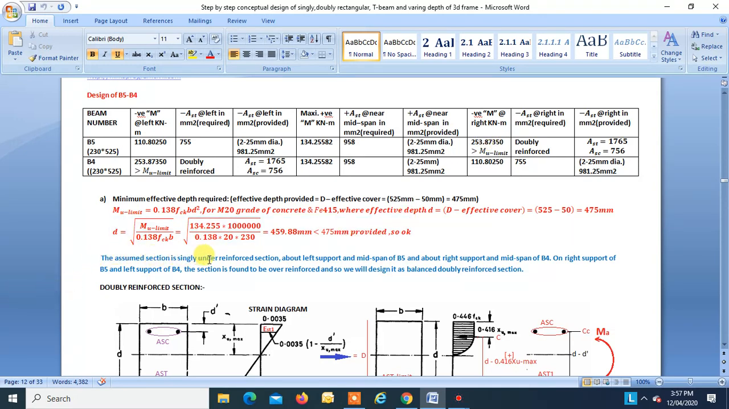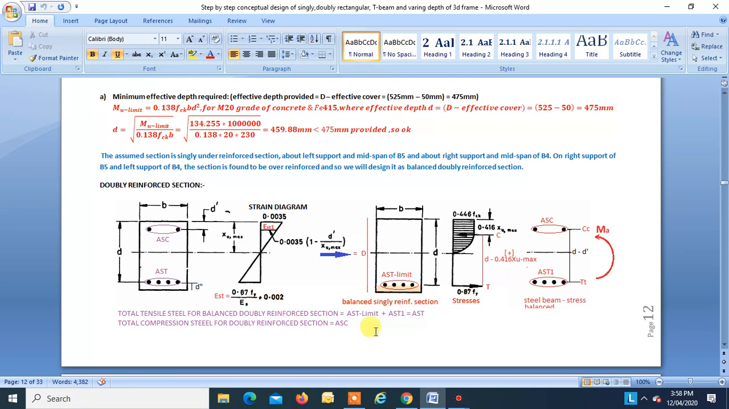The assumed section is singly under reinforced about the left support and the mid span of B5, and about the right support and mid span of B4. On the right support of B5 and the left support of B4, the section is found to be over reinforced, and so we will design it as a balanced doubly reinforced section. Now how to do the design of a doubly reinforced section? I have shown in the table that Ast found is 1756 and Asc found is 756. Similarly over here also. So we will try to understand how we get these values.